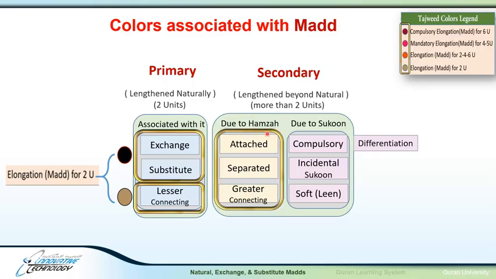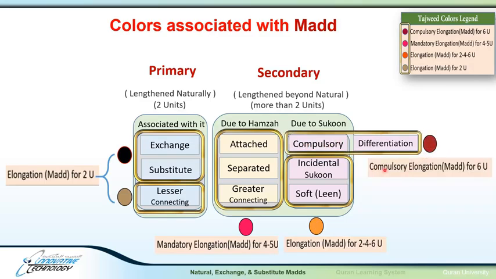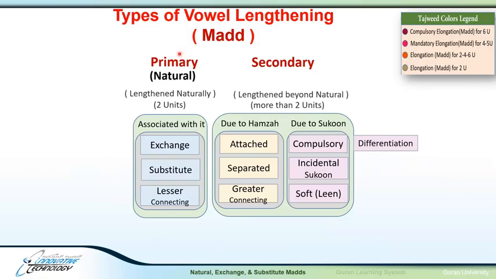So whatever is due to hamza is given the mandatory elongation of 4 to 5 units and given this red color. And the incidental sukoon and its cousin, the soft lean, are given the orange color, which is expected to be lengthened for an average of 4 units, ranging from 2 to 6. Now, the compulsory and differentiation are given the dark red, where it is compulsory to elongate those two types of meds for 6 units. Now, in this lesson, we're going to concentrate on the black, not on any of those colors.